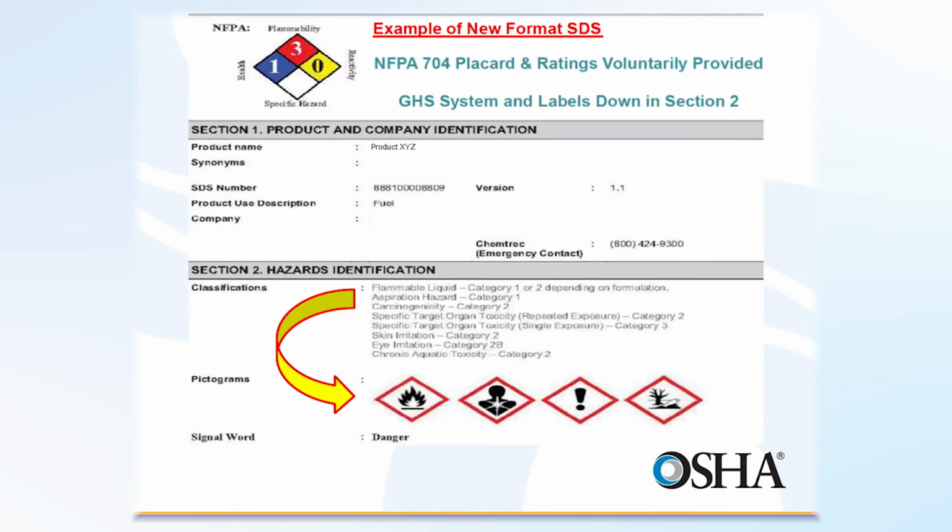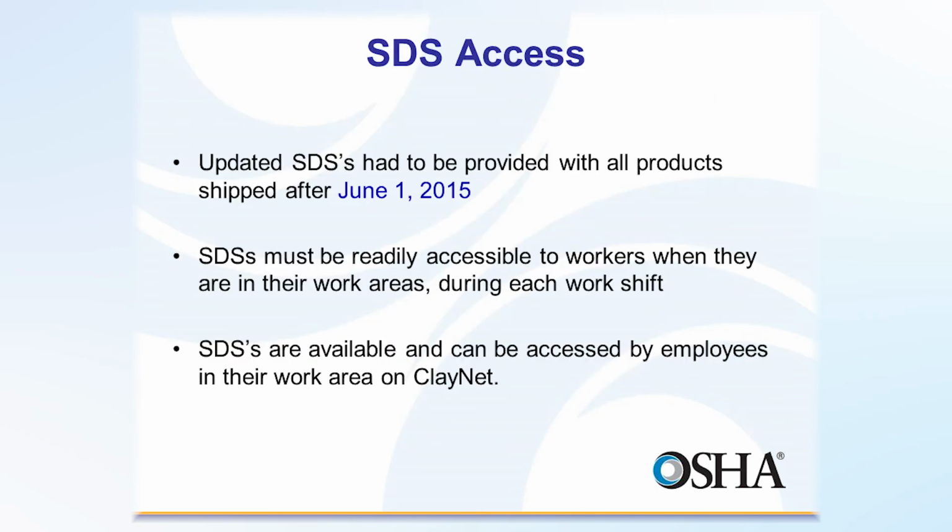Examples of new format SDS. Here is an example of the first page of an SDS which covers the first two sections: identification of the product, company, and the hazards associated with the chemical. SDS Access. Updated SDSs had to be provided with all products shipped after June 1, 2015. SDSs must be readily accessible to workers when they are in their work areas during each work shift. SDSs are available and can be accessed by employees in their work area on ClayNet.